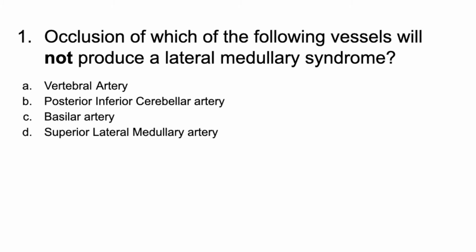We know that the vertebral artery is the most common cause, so we can eliminate option A. Option B is the posterior inferior cerebellar artery, which is the second most common cause, so we can eliminate the second option. Now what remains is 3 and 4. We know that the basilar artery is located very much medially, and so it's involved in the medial medullary syndrome. So by exclusion or even by your factual knowledge, the answer is basilar artery.